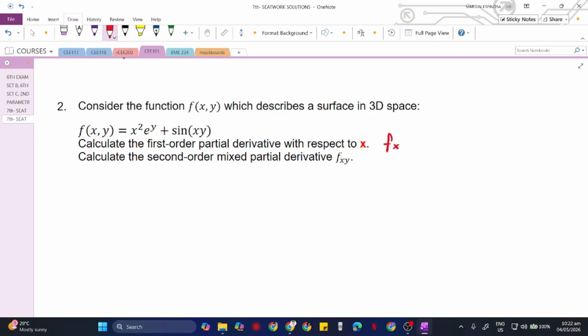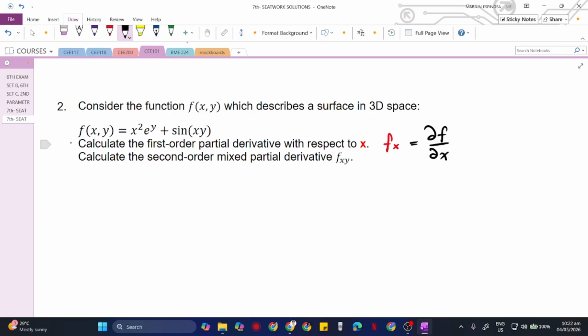Or f sub x, no? That is equivalent lang sa partial derivative ng ating function with respect to x. Ito yun, no? Partial derivative of our function with respect to x.